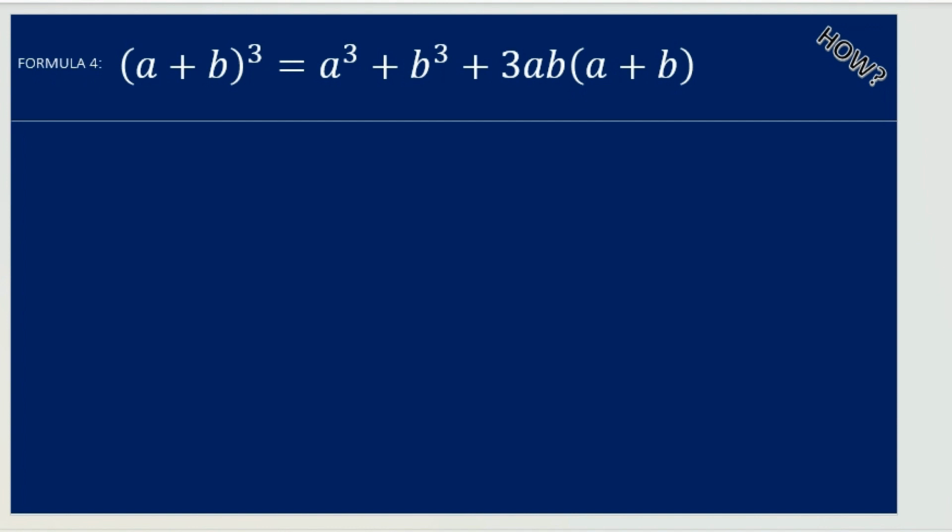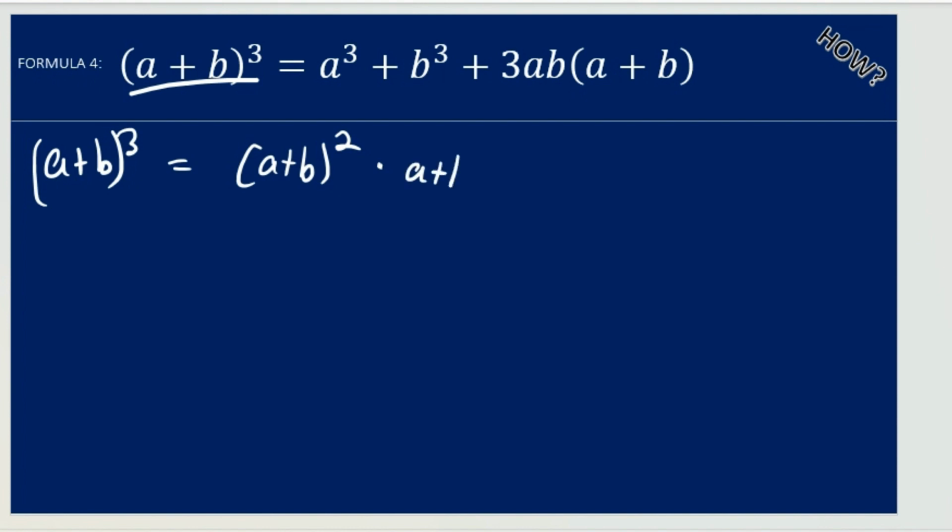So first here, for left hand side, it says a plus b whole cube. So we can also write a plus b whole cube as a plus b whole square times a plus b whole 1, but we don't really need to include the 1, so just going to erase that. So this is what we can make equal to a plus b whole cube.